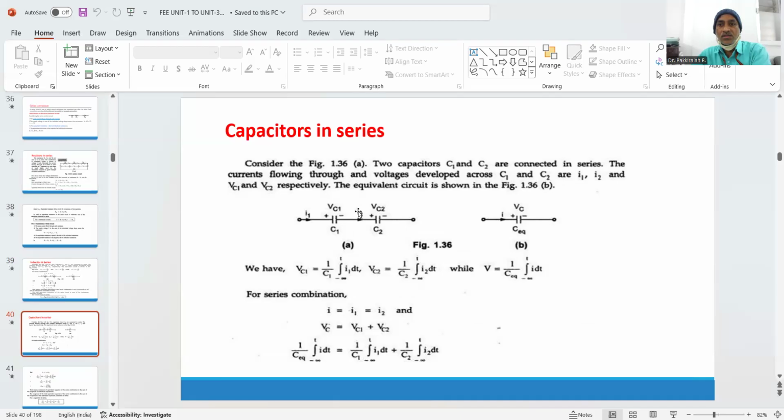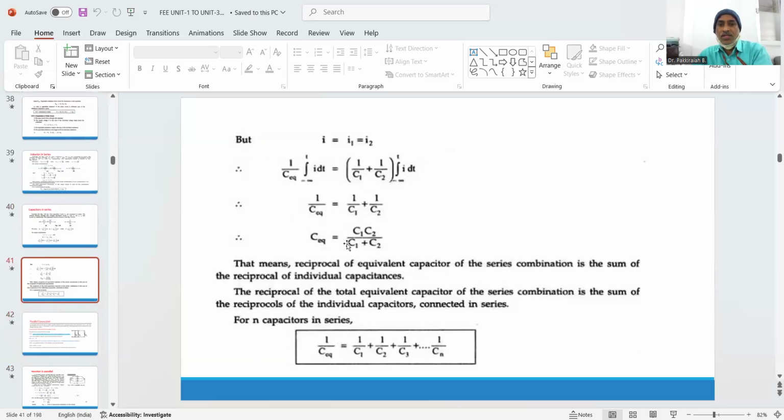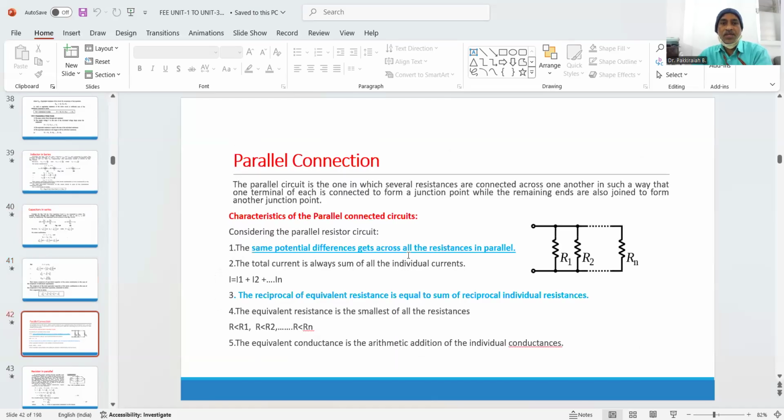Whereas coming to the capacitor, it is reverse. When two capacitors are connected in series, if we want to find the equivalent capacitance, 1 by C equivalent becomes the sum of the reciprocals of the individual components, 1 by C1 plus 1 by C2. Then C equivalent, by taking the LCM, becomes C1 C2 by C1 plus C2.